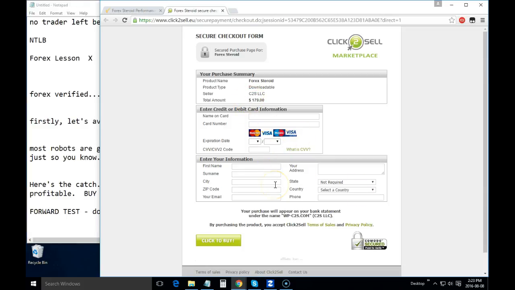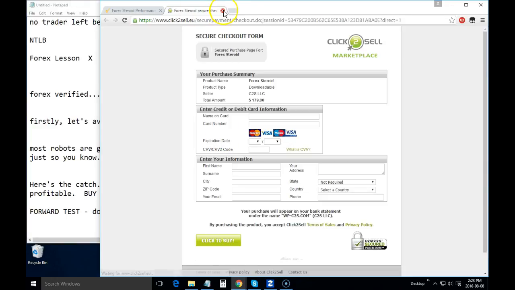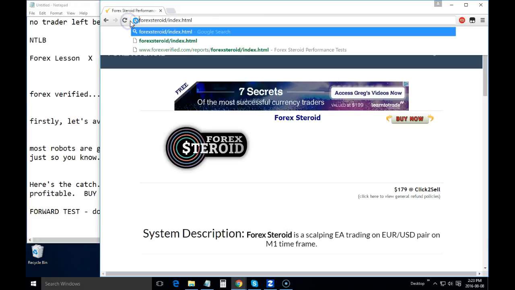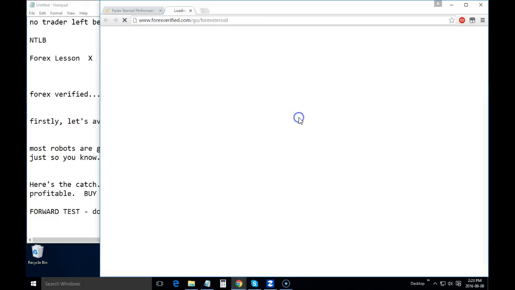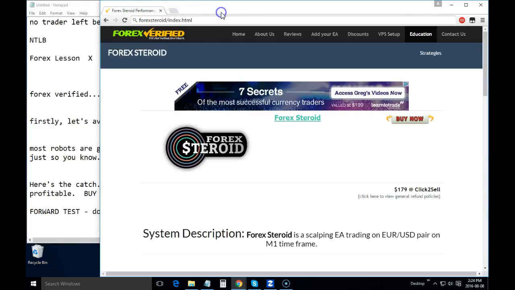That's usually pretty standard. So let me go back and see if I can find out more about Forex Steroid. All right, well, Forex Verified isn't going to give me much information. I'm just trying to look for the chart that shows its performance, and it's not even going to show me that. That's pretty scary.